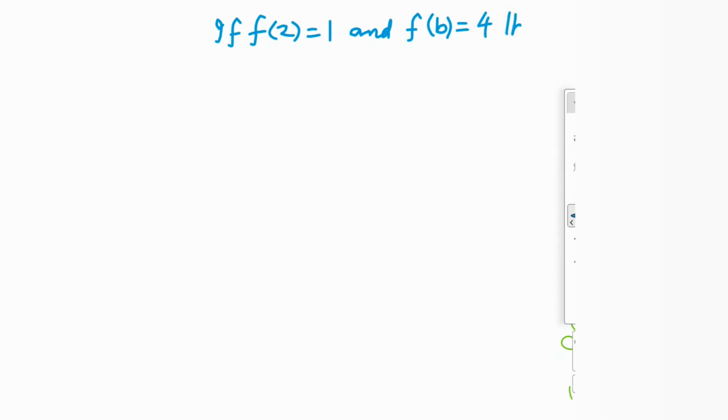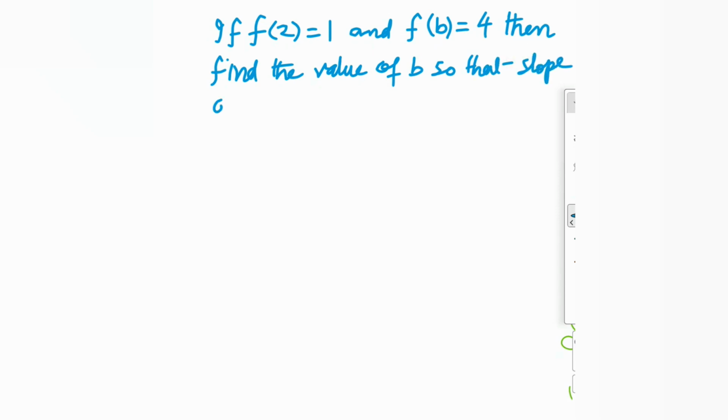Welcome to another video related to analytic geometry. Here it is given that the value of the function at 2 is 1, and the value of the function at an unknown number b is 4. Then the writer says to find the value of b, the unknown, so that the slope of the function, as the function is a line, so the slope of the line is 2. So we have to find the value of b so that the slope of the line is 2.